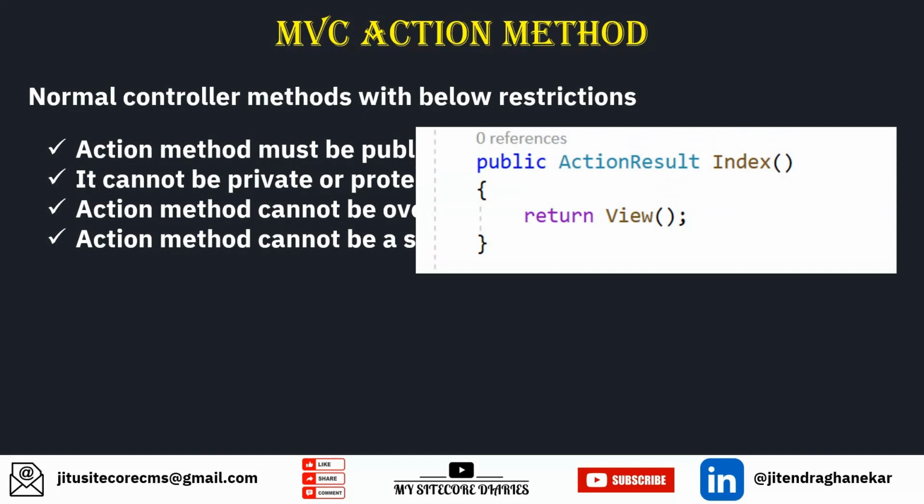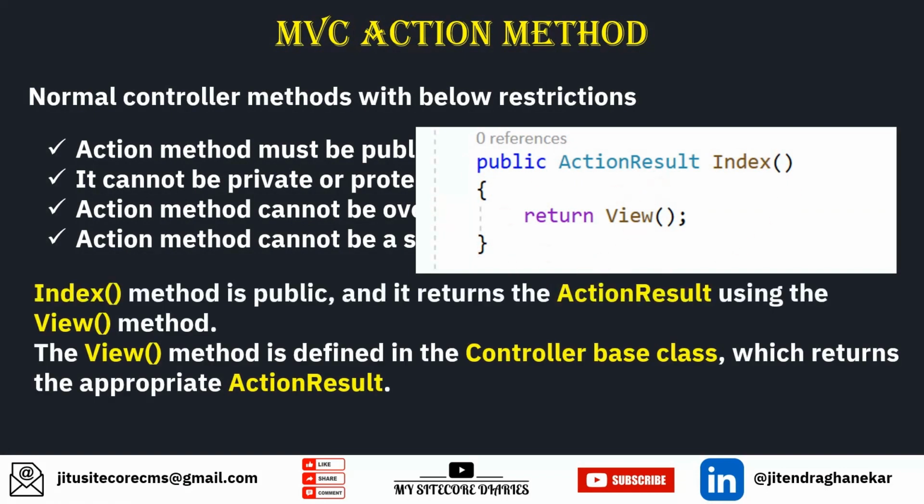Basically, if you have seen this kind of method in the controller, public ActionResult Index returning View, this is your action method. The Index method is public and it returns the action result using the View method. So it is a public method, returning the action result using the View method. The View method is defined in the Controller base class, which returns the appropriate action result. So let's see more details of this action result.